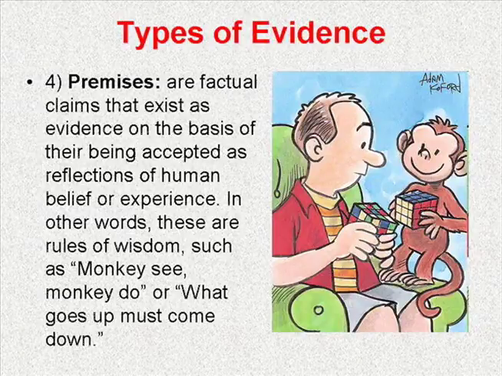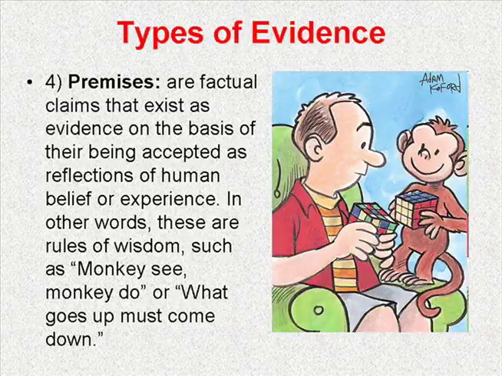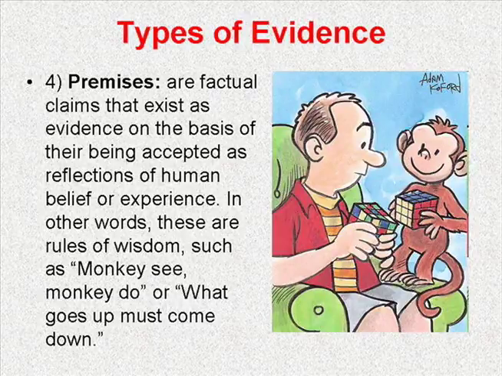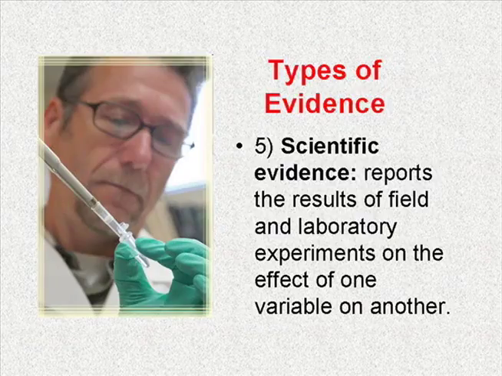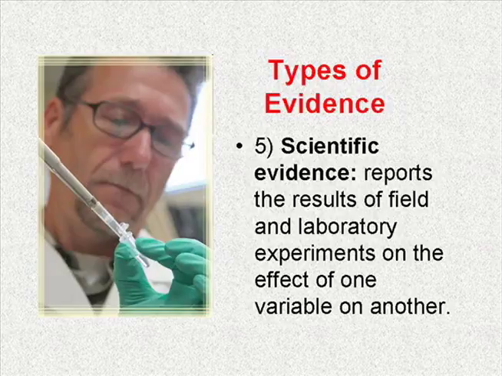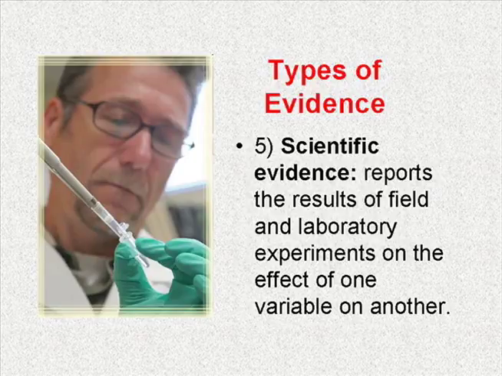A fourth kind of evidence is premises. Premises are factual claims that exist as evidence on the basis of their being accepted as reflections of human belief or experience. In other words, these are rules of wisdom, such as monkey see, monkey do, or what goes up must come down. Number 5 on our list of evidence is scientific evidence. Scientific evidence reports the results of field and laboratory experiments on the effect of one variable on another.